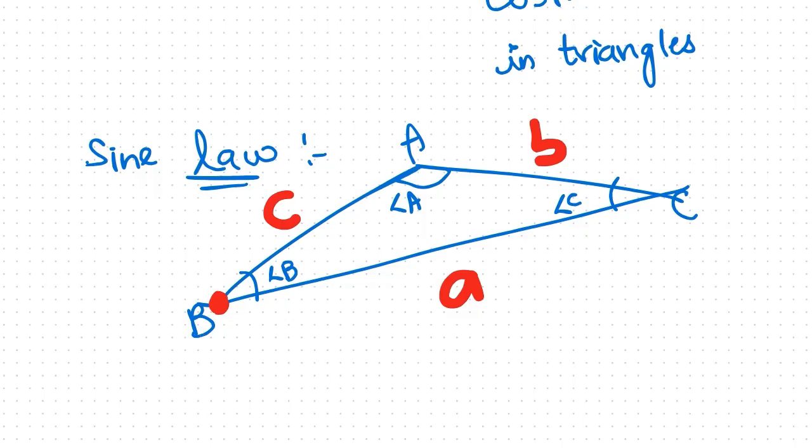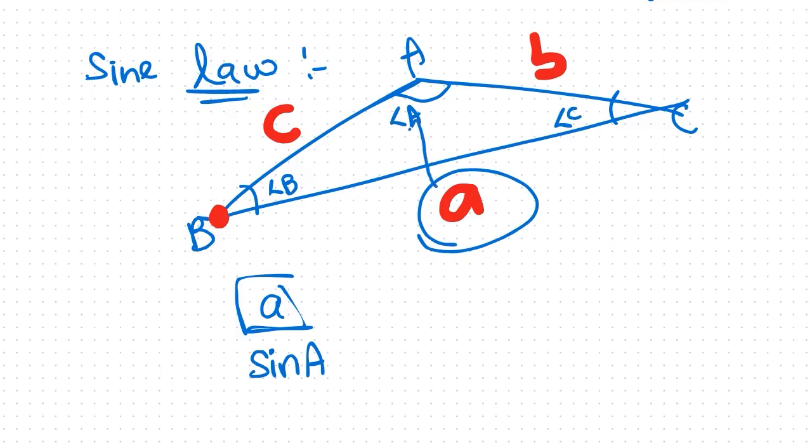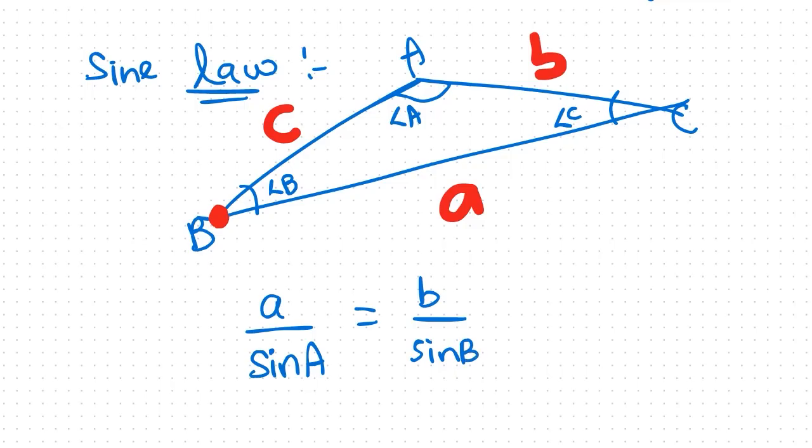If you understand this much, there is only one task left. The sine law formula is small a upon sine A. Small a means the side, upon sine of the angle; capital A means angle. The next one is b upon sine B. Can you guess the third one? c upon sine C. That's it. This is the sine formula.